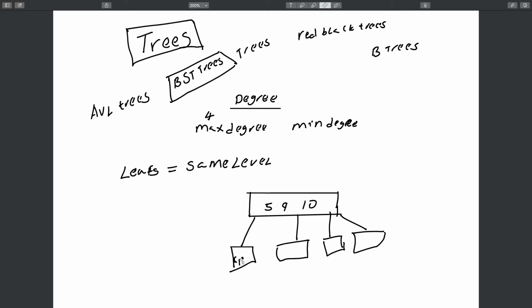And if they're talking about min degree, and they say a minimum degree of 2, then what they actually mean is a minimum degree of 2 is basically a maximum degree of 4. Because this min degree is actually multiplied by 2 minus 1 to govern this rule. So if they give you a min degree, you're going to have to do 2 times 2 minus 1, which is 4 minus 1, which is 3. And that is the rule that governs this tree.